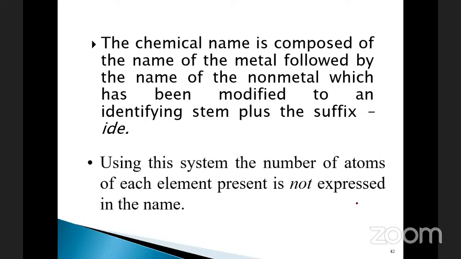So in this case, one thing you need to recognize is that the number of atoms of each element is not expressed in the name. So we're not concerned, in naming ionic compounds or binary ionic compounds, with indicating the number of atoms or ions present or represented in the formula. That will become important later on when we're talking about molecular compounds.